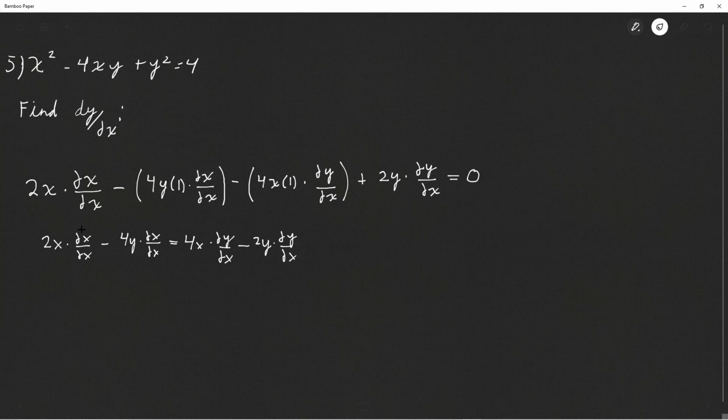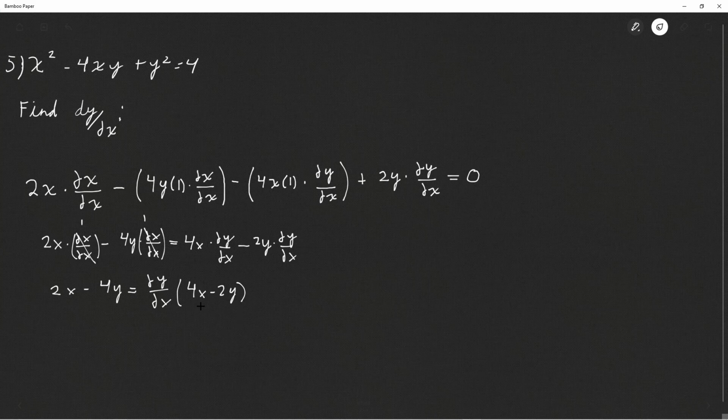So now what happens is our dy over dx we can treat as any normal fraction. So any term divided by the same term is equal to 1. So we can just treat these as 1, which just makes them not really useful. So this will just become 2x minus 4y is equal to, and now this is our big step to solve for our dy over dx. We're going to factor out the dy over dx, and this will be 4x minus 2y.